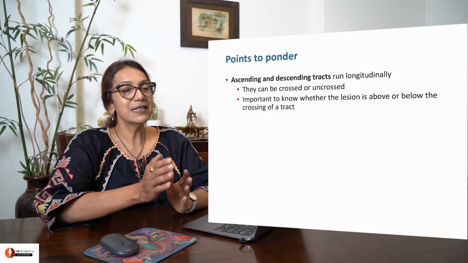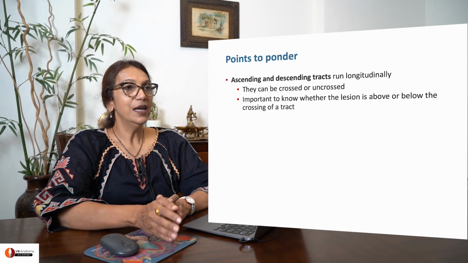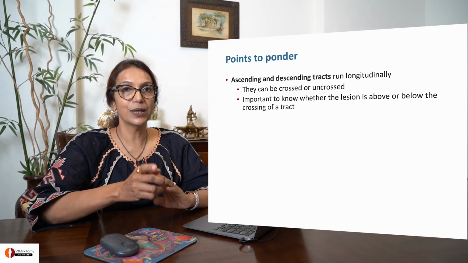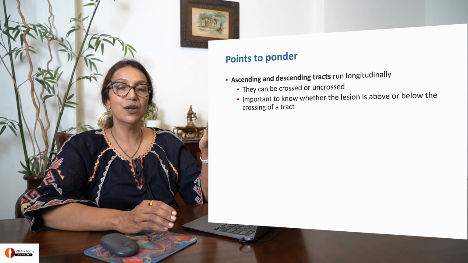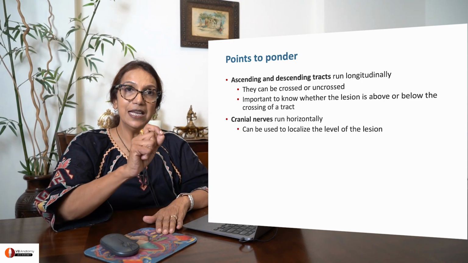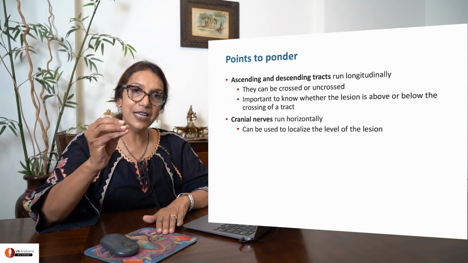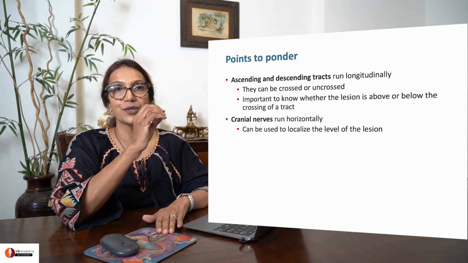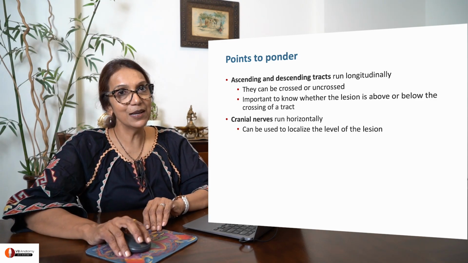Always remember, ascending and descending tracts pass through medulla oblongata. It's important to know at the level of the lesion whether they were crossed or uncrossed, whether they cross above the level of lesion or below the level of lesion. Parallelly, the cranial nerve fibers run horizontally, and therefore whichever cranial nerve is affected helps you to localize the site of the lesion. As we do this lecture, you will understand exactly what I'm saying.